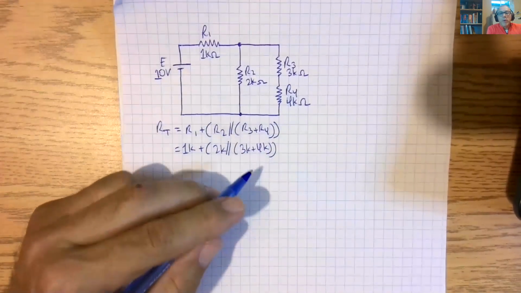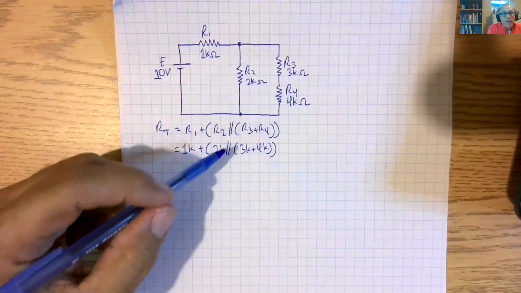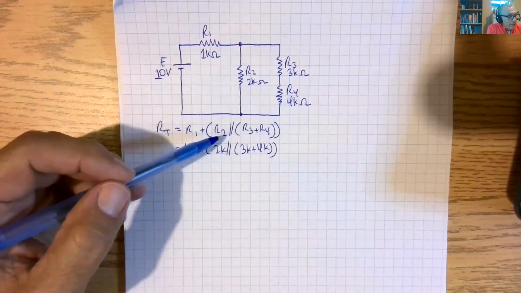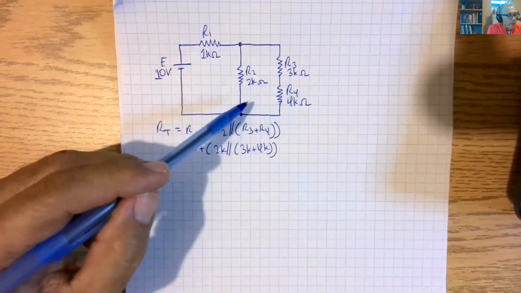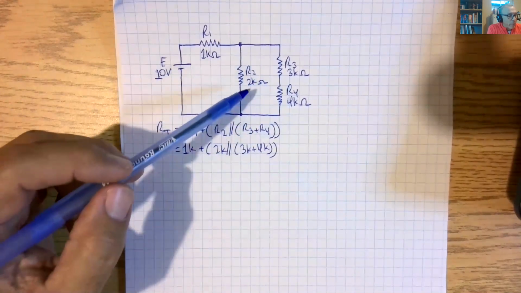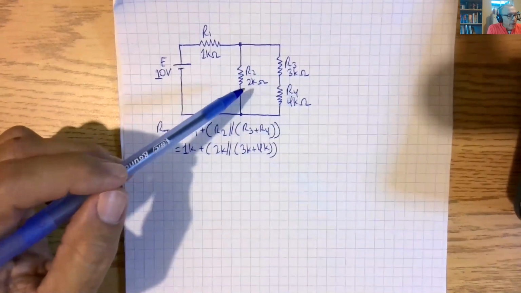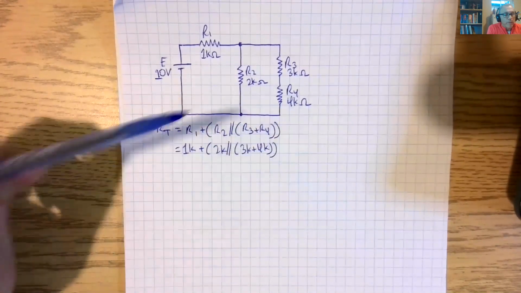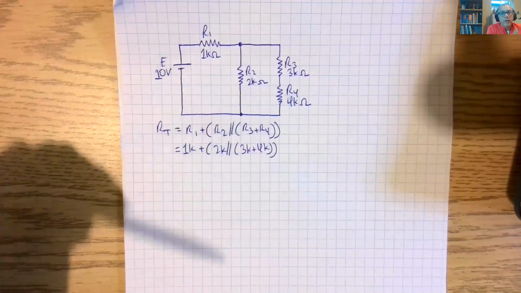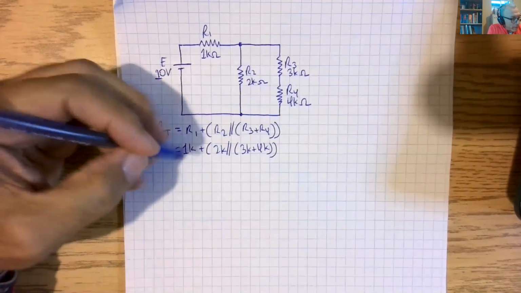You need to do what's in the brackets first. If you don't put brackets, you might accidentally say R2 in parallel with R3, so 2K in parallel with 3K equals 1.2K or whatever it works out to, and those two are in series with R4, which is wrong. Okay, so the brackets are a big deal.